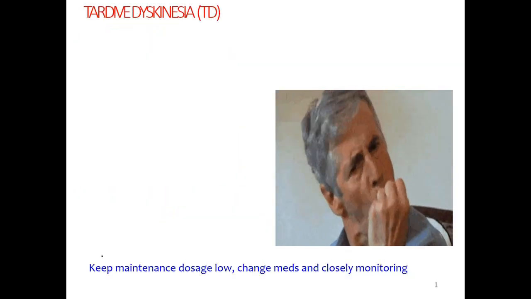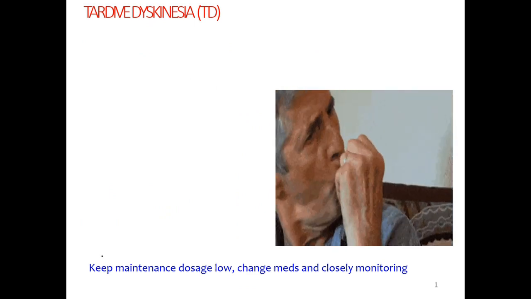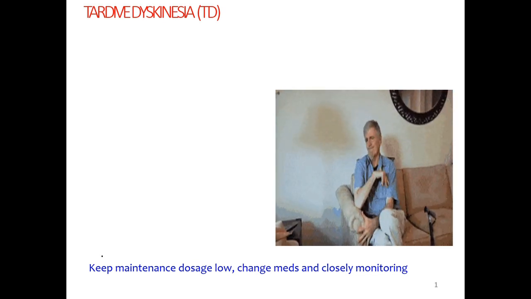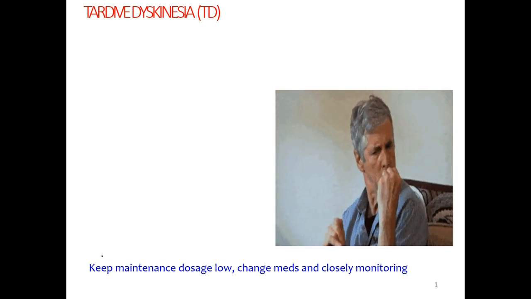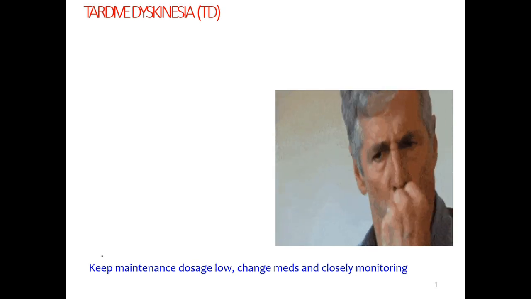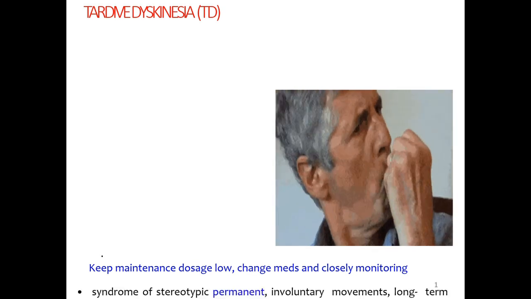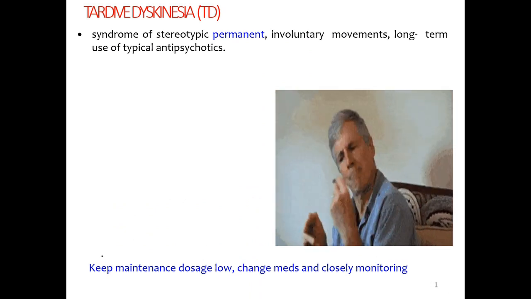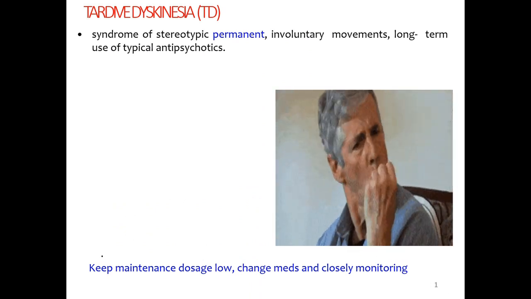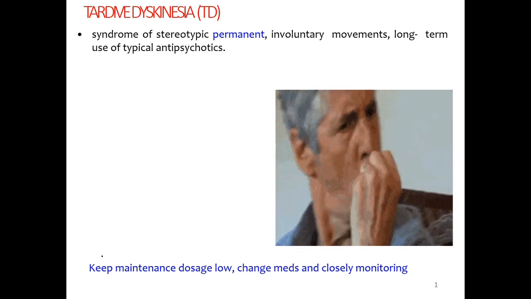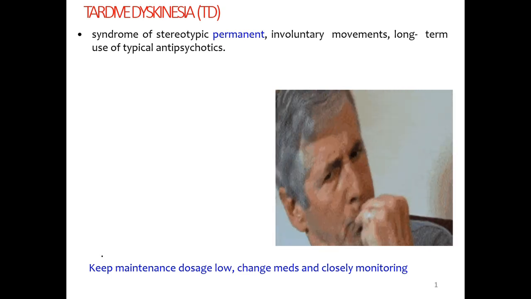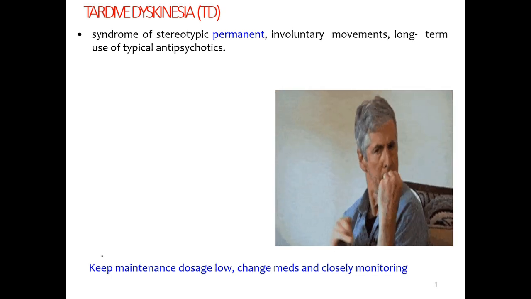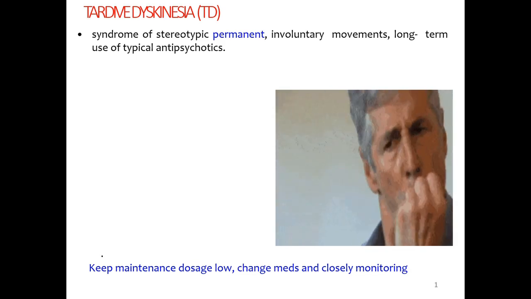This is the fourth letter of the four-letter word APAT. That is letter T, which describes tardive dyskinesia, or the TD. You are looking into a person suffering from tardive dyskinesia, and this is a syndrome of stereotypic permanent movements caused by long-term use of antipsychotic medication. If you are using antipsychotic medication for a couple of years, 5 years, 10 years, this is going to be permanent. And syndrome describes a group of symptoms.